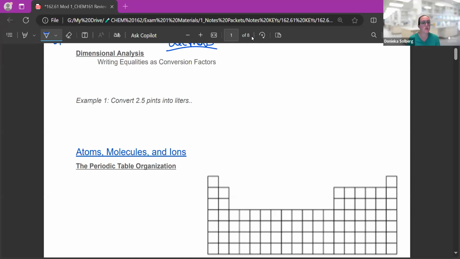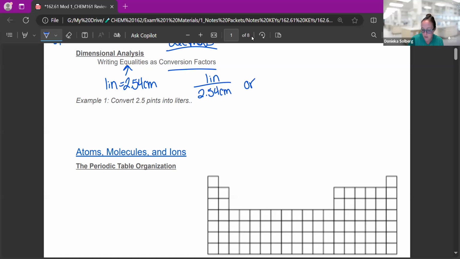So it's when we use equalities as conversion factors. So equalities being like, I'm just going to give you an example. 1 inch is 2.54 centimeters. If we want to use it as a conversion factor, the conversion factor looks like this: 1 inch over 2.54 centimeters, or you can write it the other way. You can write it whatever way you need to in order to use it as a conversion factor.